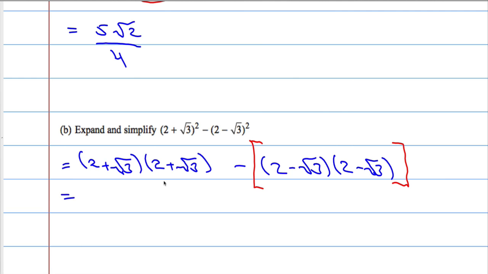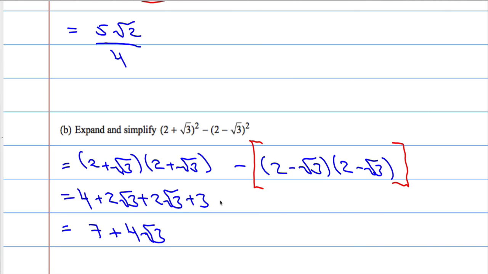So this is just like expanding double brackets. 2 times 2 is 4. 2 times root 3 is 2 root 3. Root 3 times 2, again 2 root 3. And then root 3 times root 3 is 3. We can tidy this up now. This is going to be 7 plus 4 root 3.